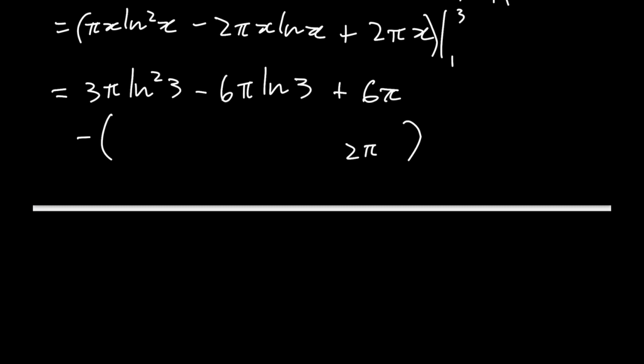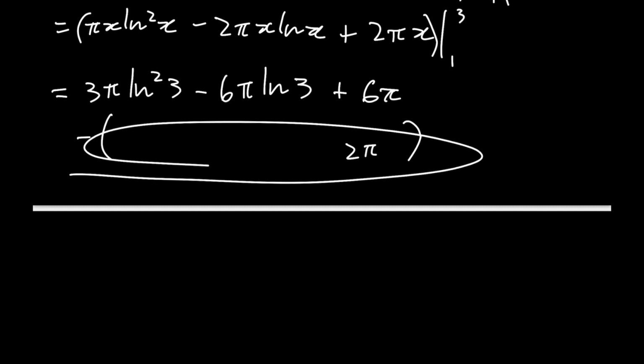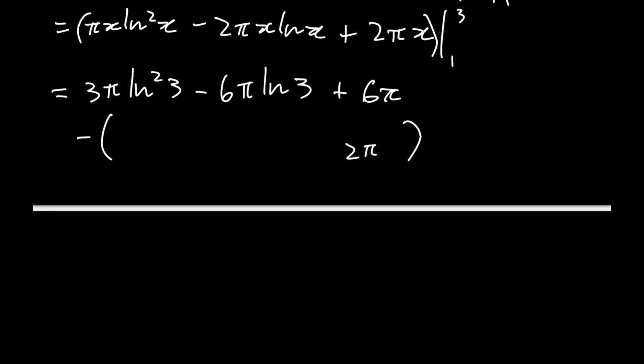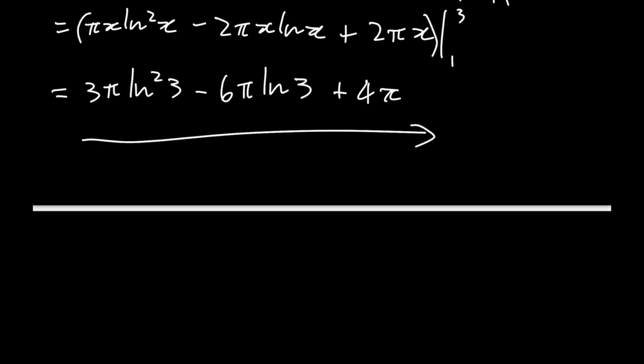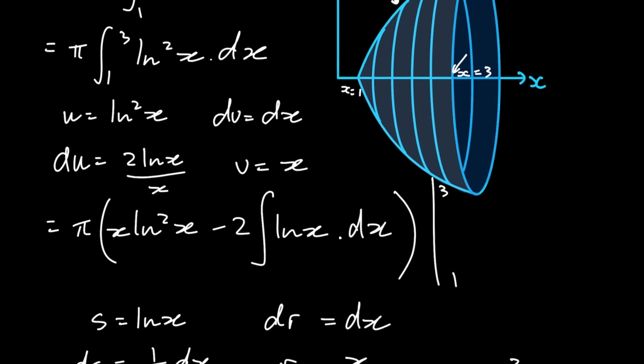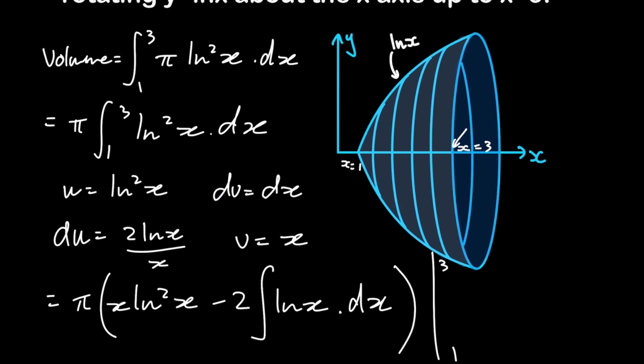Okay, so now we have minus 2 pi, but here we have plus 6 pi. So we can simply write plus 4 pi. And then this is going to be units cubed because it's volume. So that is the solution to the initial integral and the solution to the volume contained in this solid, where natural log of x was rotated about the x-axis up until x is equal to 3.